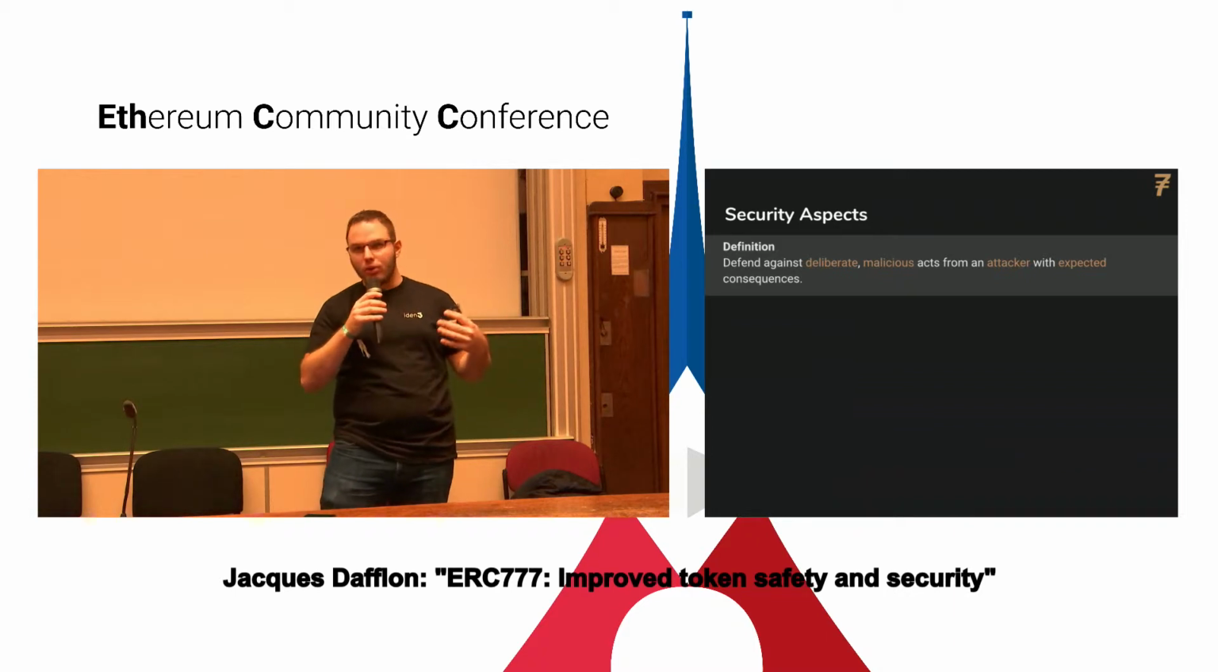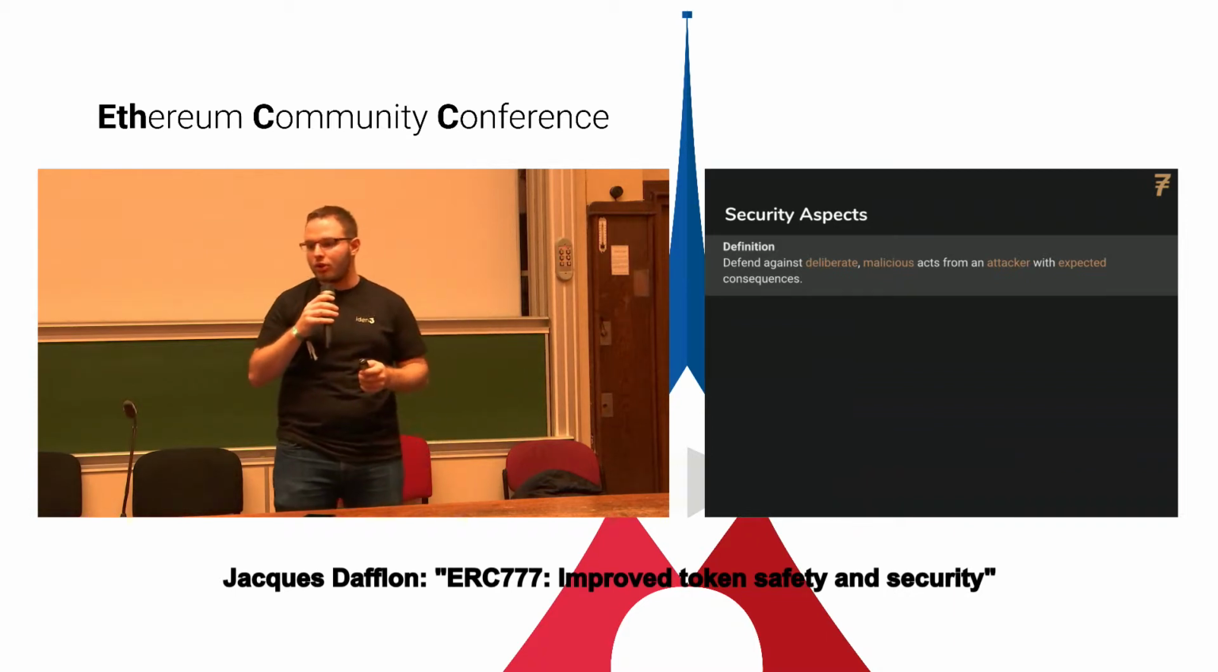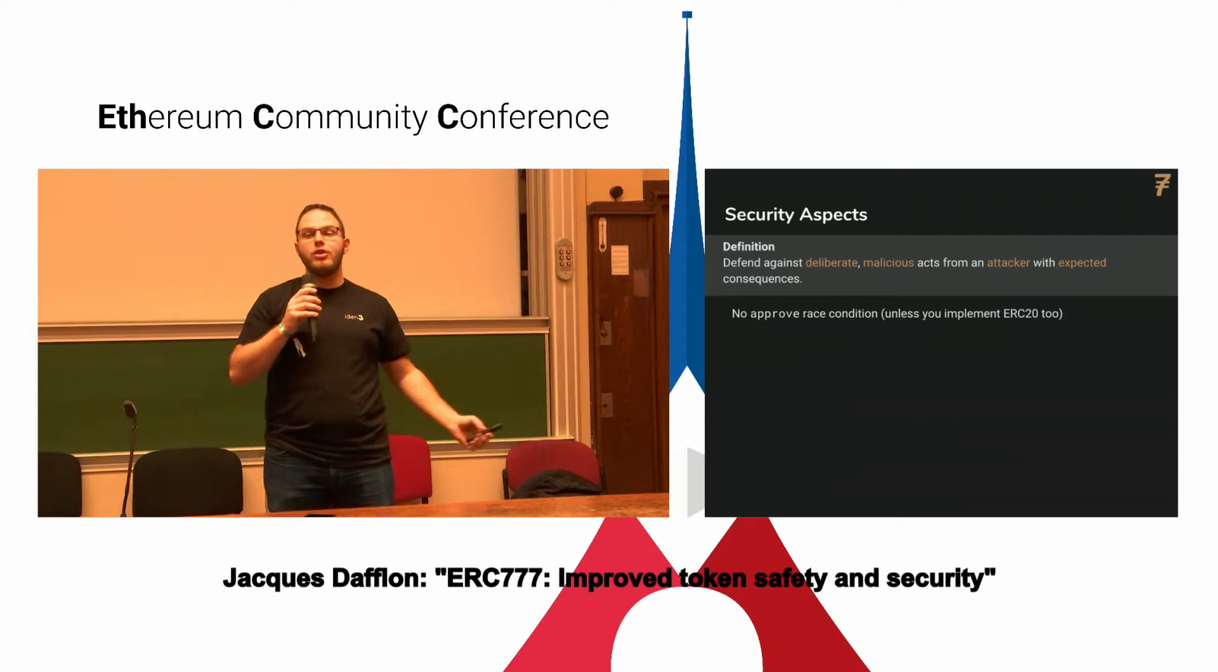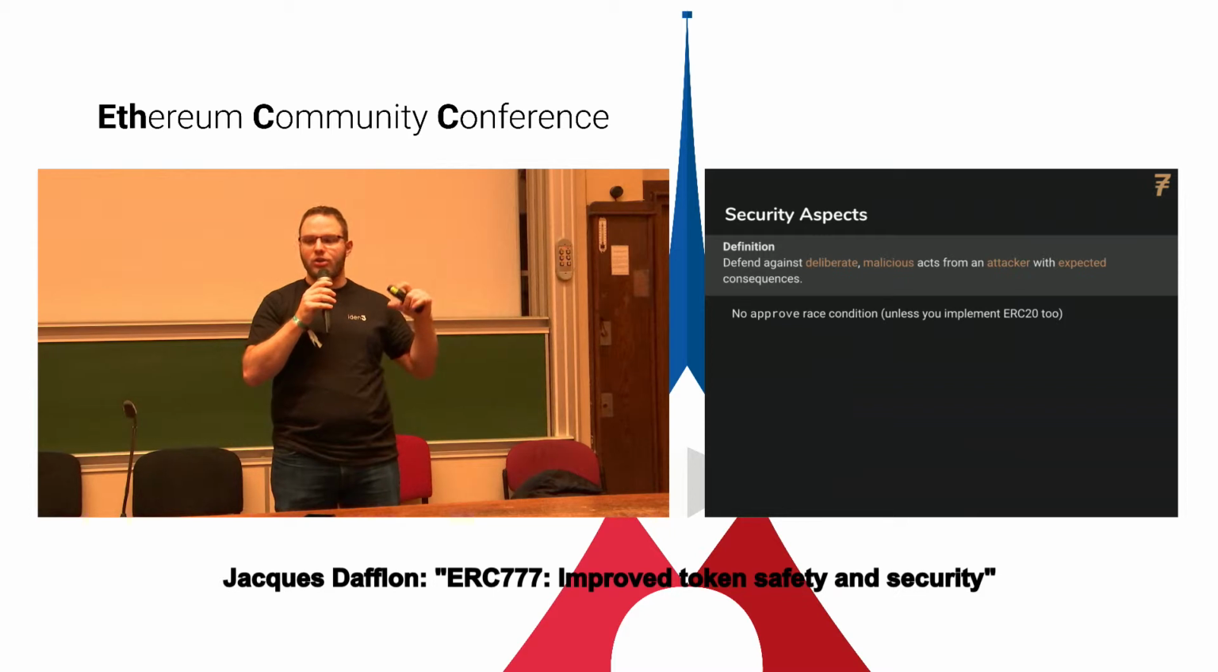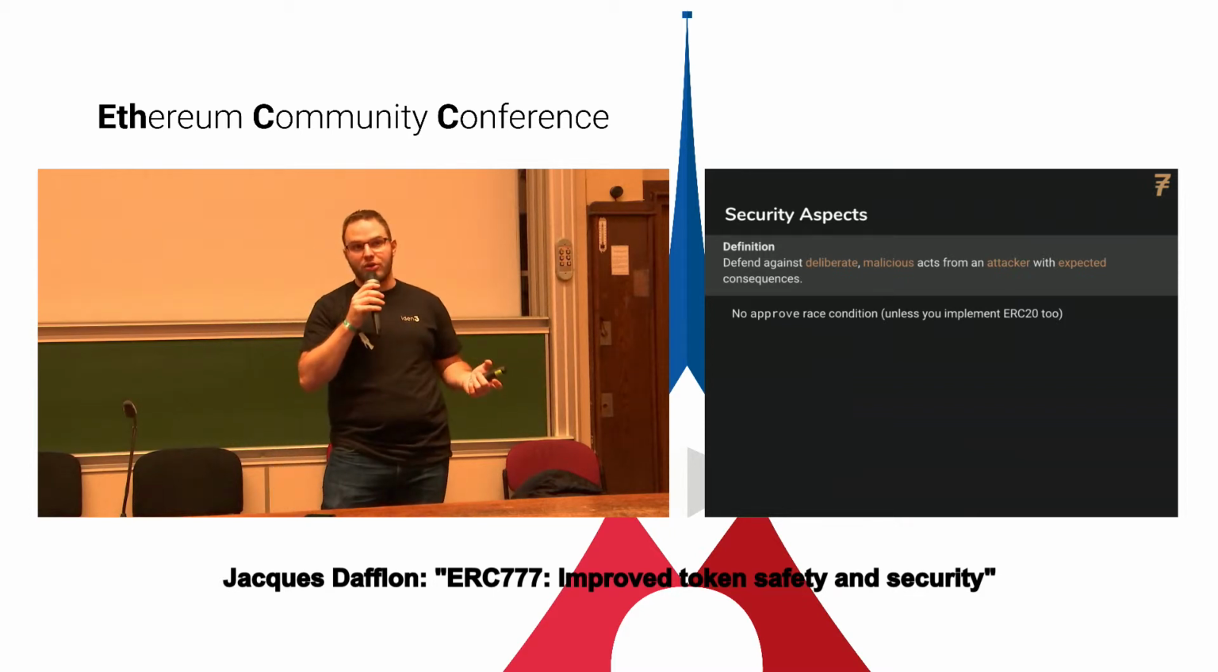For security aspects, this is more about hackers, and trying to protect or defend against people trying to steal tokens, lock tokens, or abuse token contracts. There is no more approve race condition that is present in ERC20, unless you implement the ERC20 methods. But ERC 777 does not have that issue.